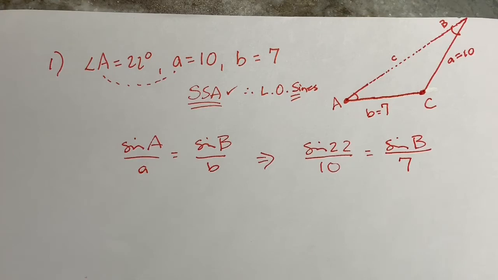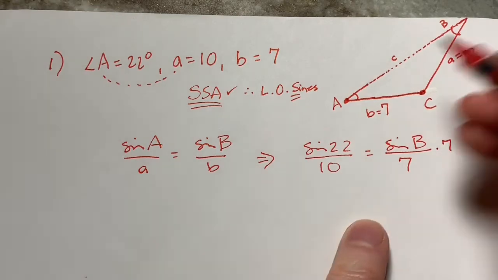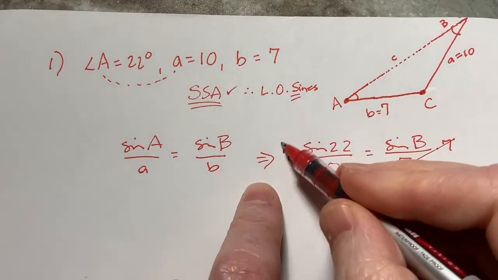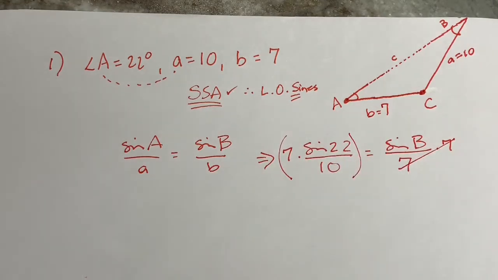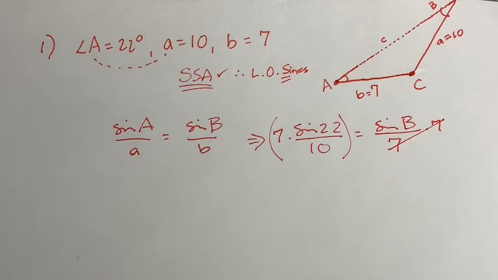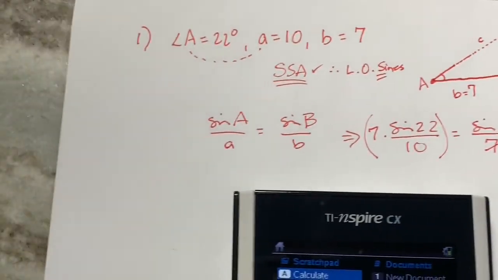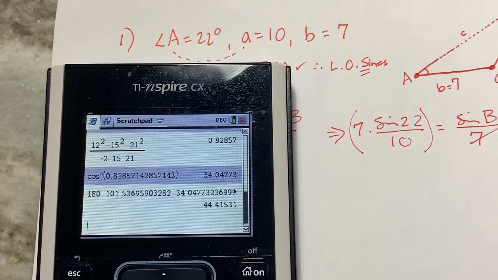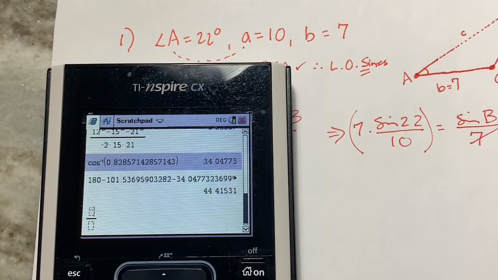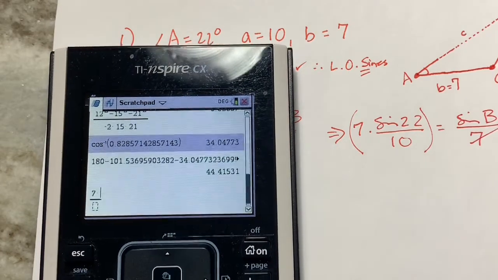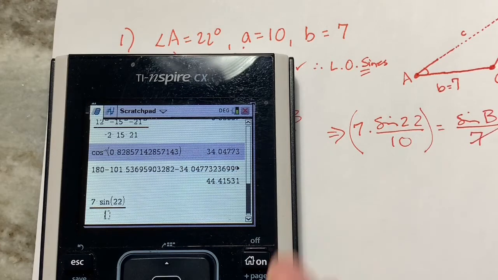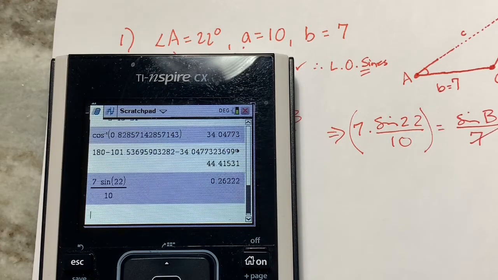All right? Now, your job at this point is just to solve for B. So what I'm going to do is multiply both sides by 7. That's going to cancel out that side. And I'm going to type all of that into my calculator. And again, hopefully you have an Inspire, but I'll show you both ways. If you have an Inspire, to type this in, I'm going to make a fraction, and I'm going to say 7 times, hopefully you can see this, trig sine of 22, and I'm going to divide it by 10, and that's going to give me some decimal answer.